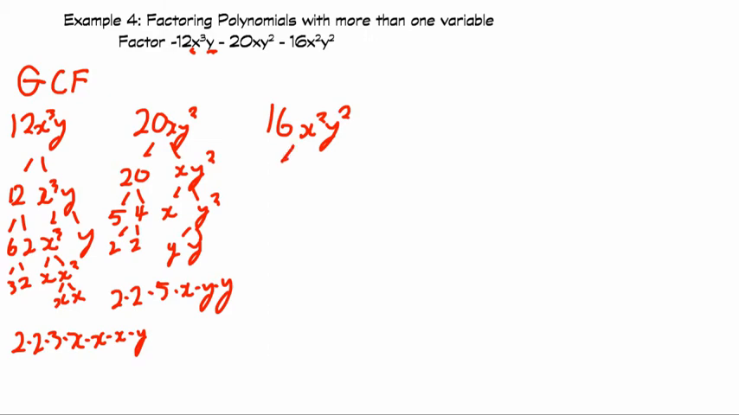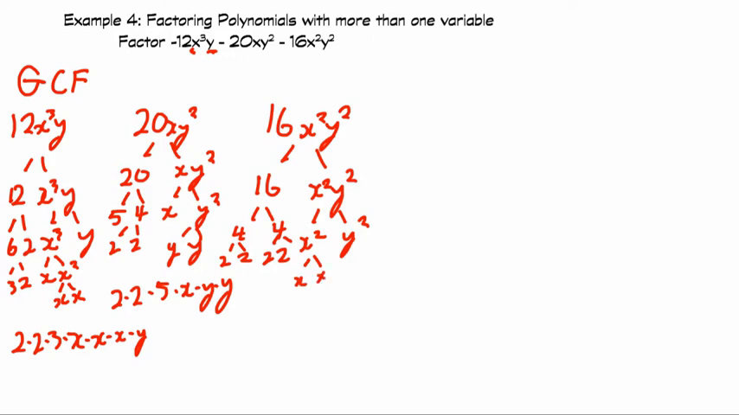The last term here, 16x squared y squared, becomes 16 times x squared y squared. 16 gives us 4 times 4. The 4's give us 2 2's each. X squared y squared becomes x squared times y squared. X squared is x times x. Y squared is y times y. So the prime factorization for this number is 2 times 2 times 2 times 2 times x times x times y times y.